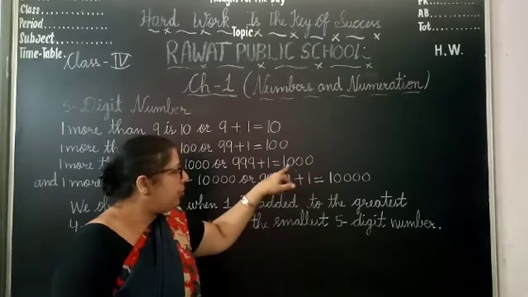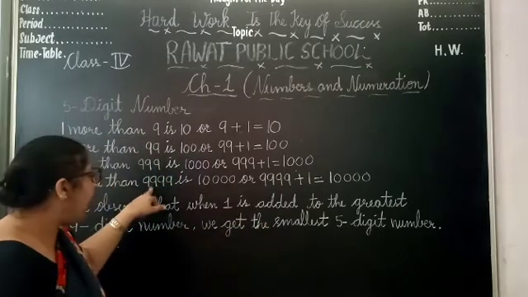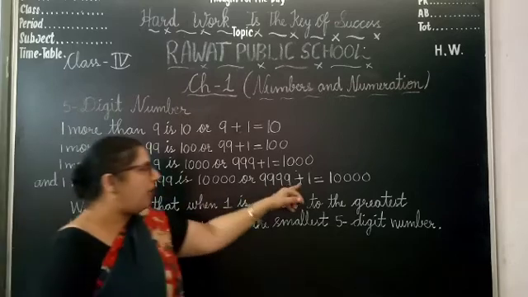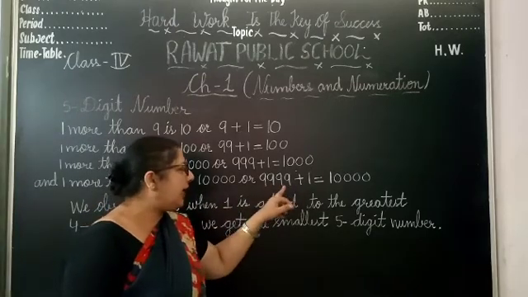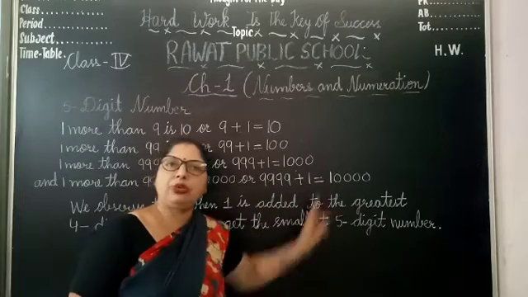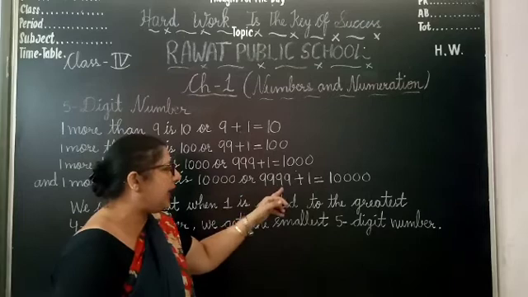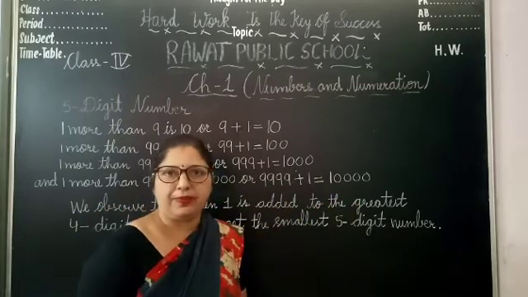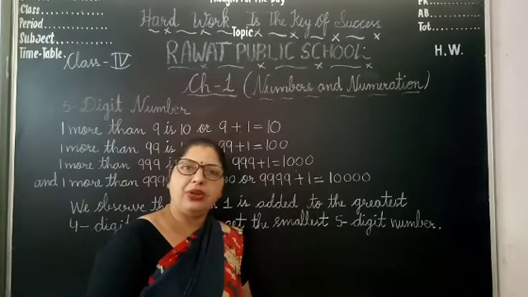1, 2, 3. Yes, when we add 1 to 9999, our answer is 10,000. 9999 plus 1 is equal to 10,000. So when we add 1 to 9999, we get the smallest 5-digit number. So students, I hope you have understood this well.